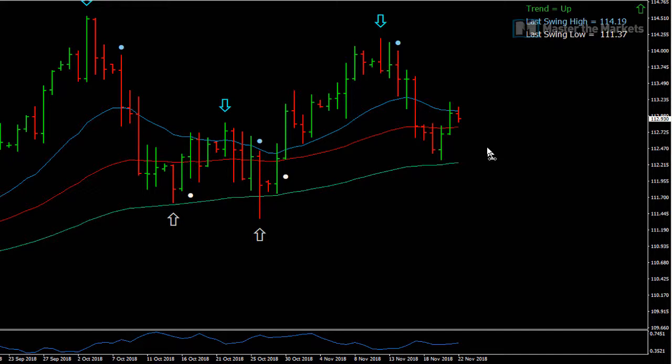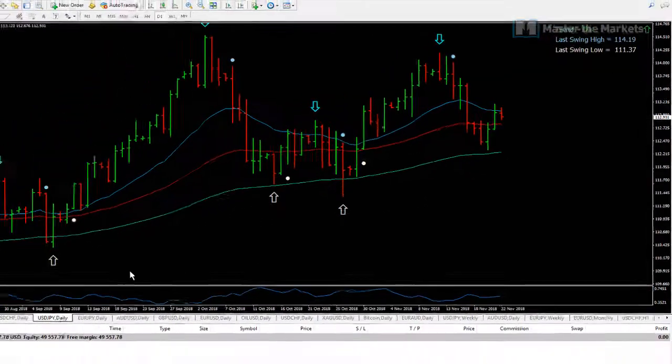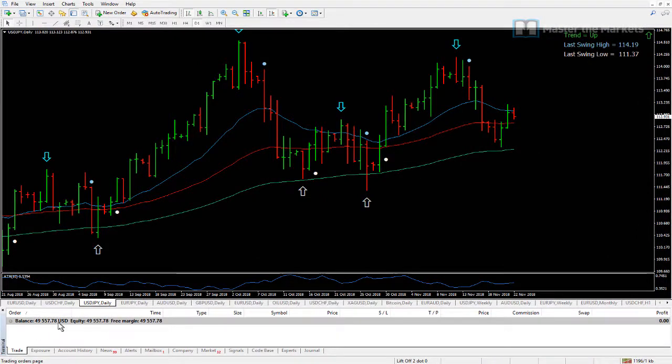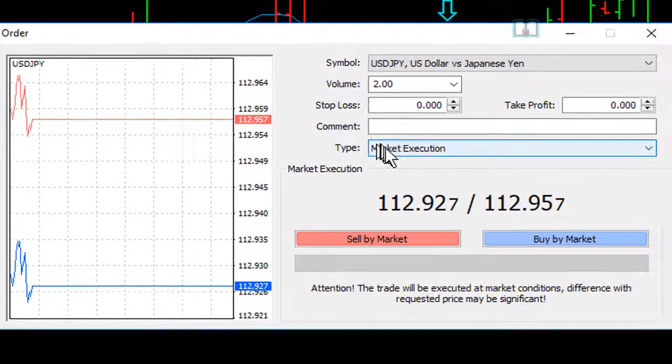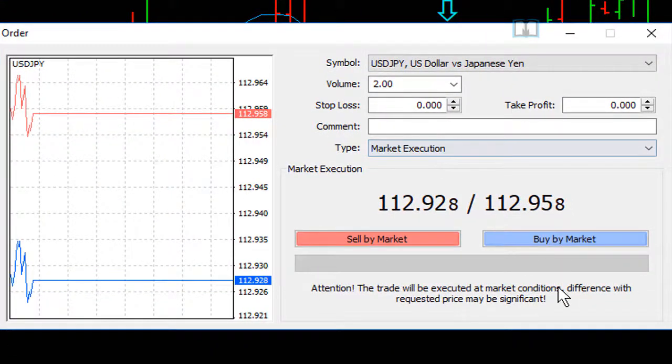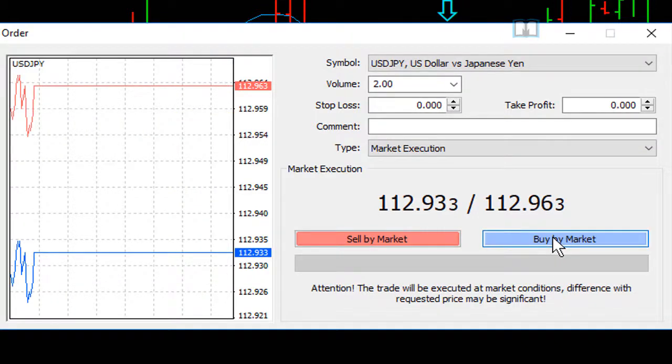So what I'm going to do is place this trade to give you a demo of how it is done using this account. Here we have $49,500 in this trading account. First thing I do is go to new order, and you can see I'm already listed under market execution. So I'm going to buy the market live at the current price.